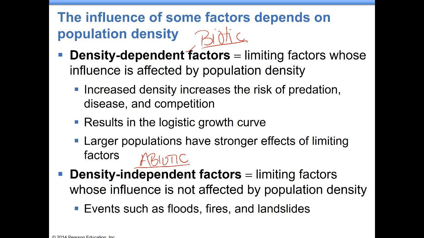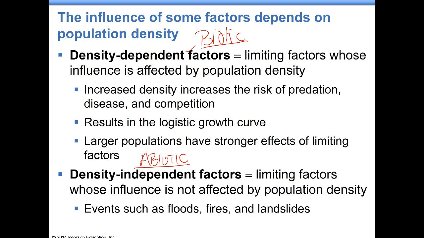And as we talked about with wolves, these wolves are going to be preying on the moose. If you have a large number of moose, that's going to provide more food for the predators, and the predator numbers are going to increase. So with density-dependent factors, we typically see a logistic growth curve. We see exponential growth and then that leveling off because of predation, disease, or competition. Larger populations have stronger effects on these limiting factors, and hopefully we'll see that when we do the little activity in class.